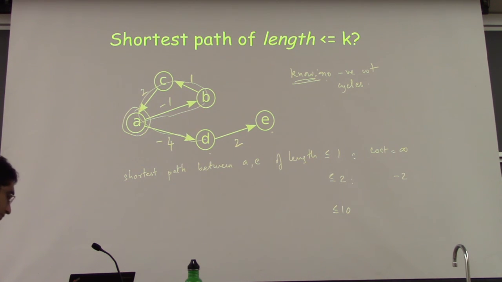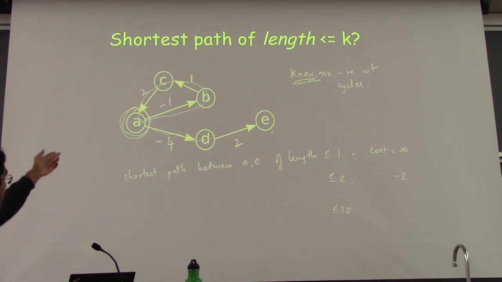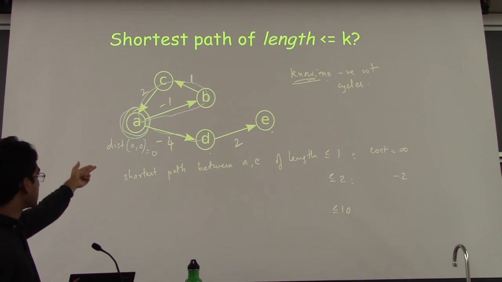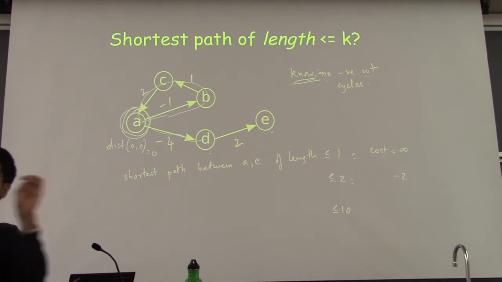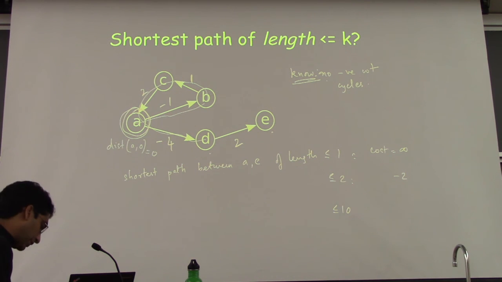If k is 0, only vertex A gets some value. So dist of A comma 0 is 0. The rest of them, dist of B comma 0 is infinity, and so on. We're always interested in distances from A, so maybe you want to write dist A.